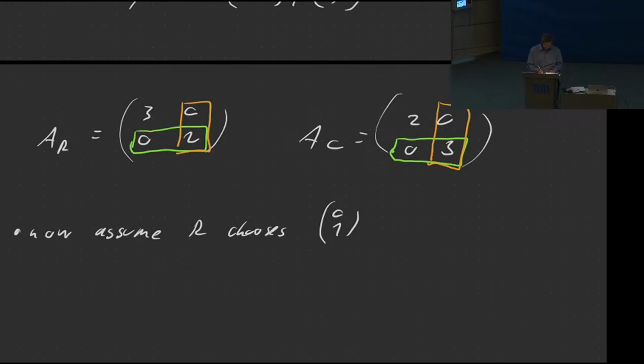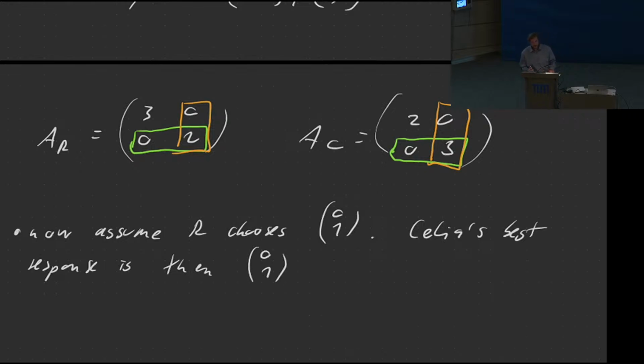And of course, this selection also applies for Romeo here. So this is Celia's best response. Celia's best response is then also to choose 0, 1. And let's look again at Romeo. If we know that Celia is choosing this column here, then what is Romeo's best response? Will he choose row 2 or row 1? Obviously he'll choose row 2 because he gets 2 here, and row 1 would only earn him 0.